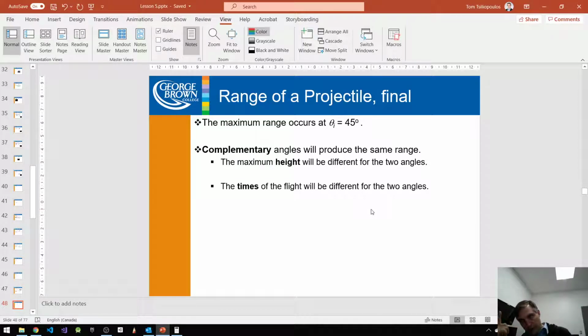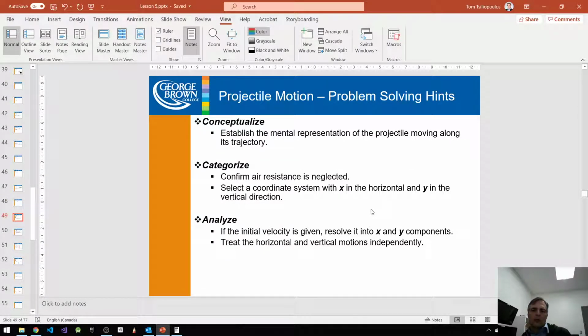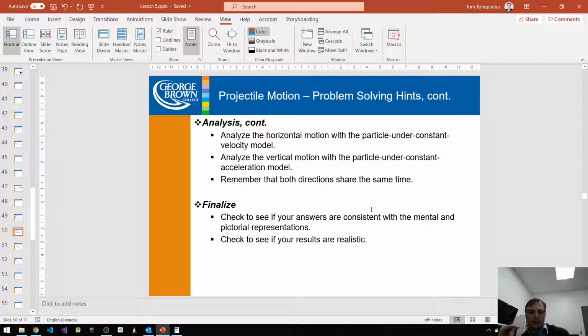So that's why people don't aim necessarily at the sky when they fire at someone else. When it comes to conceptualizing, again, from a problem-solving perspective, we always want to think about how we can break the problem down into different steps. Conceptualize, categorize, analyze, and finally finalize. Right? And it talks about this on the slides.